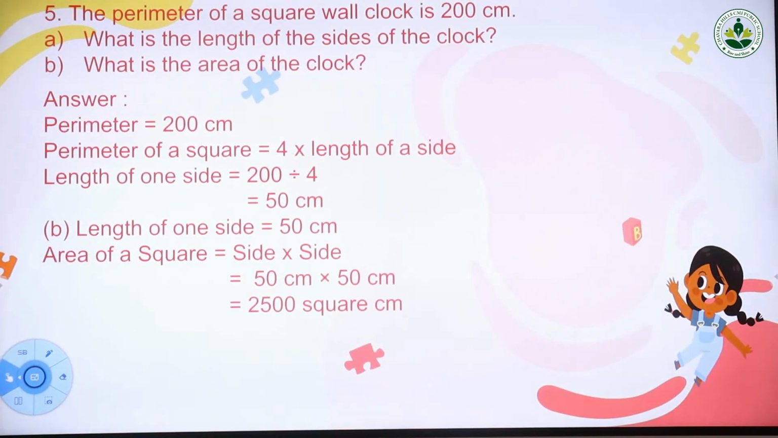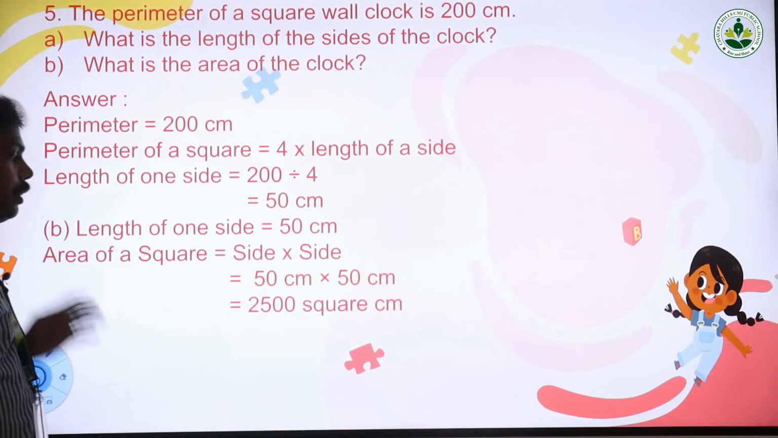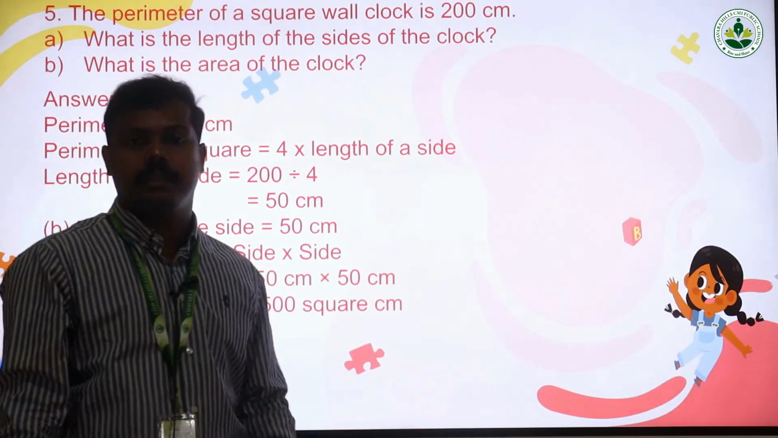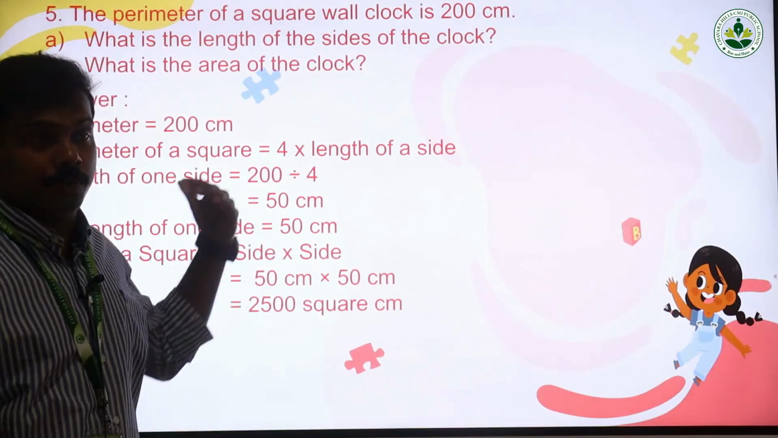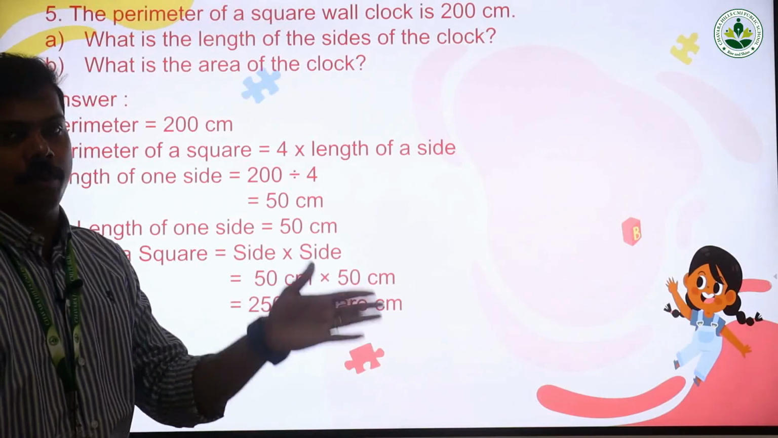Next question, we need to find out the area. Length is given, it is 50 centimeter. So the area of a square is side into side, 50 centimeter into 50 centimeter, that is 2500 square centimeter. Units for measuring area are square centimeter, square meter, square kilometer.